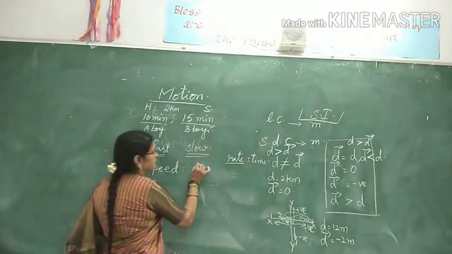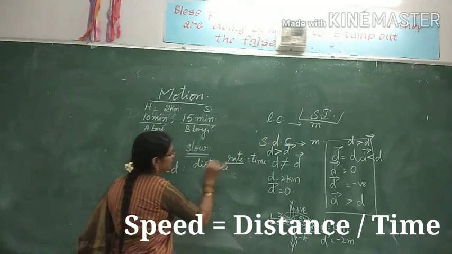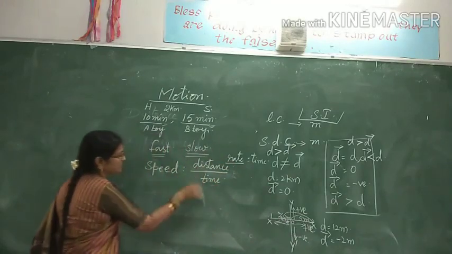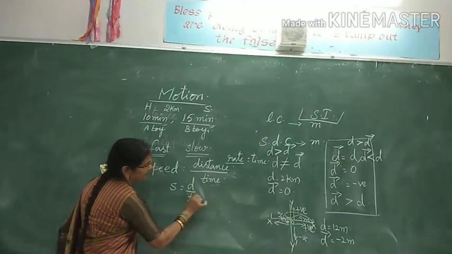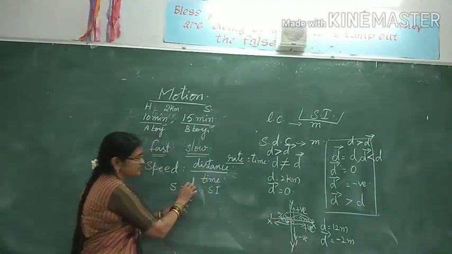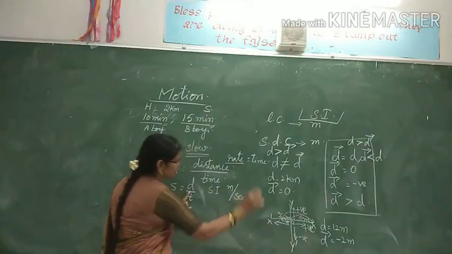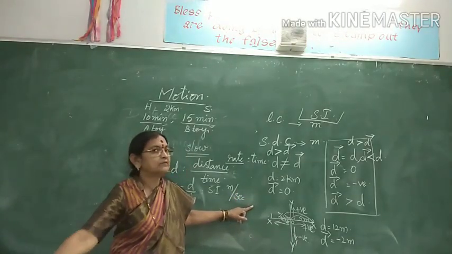Mathematically, speed is equal to the distance covered by a moving object divided by the time taken. When representing with symbols, S = d/t. Now you know the SI unit of distance is meter and of time is seconds. So speed is meters per second. You don't need to say anything more.